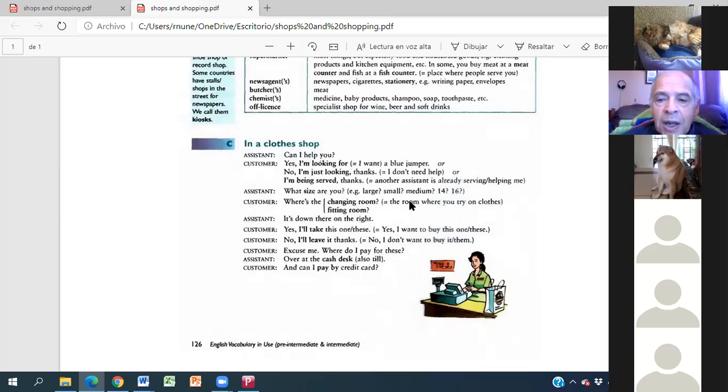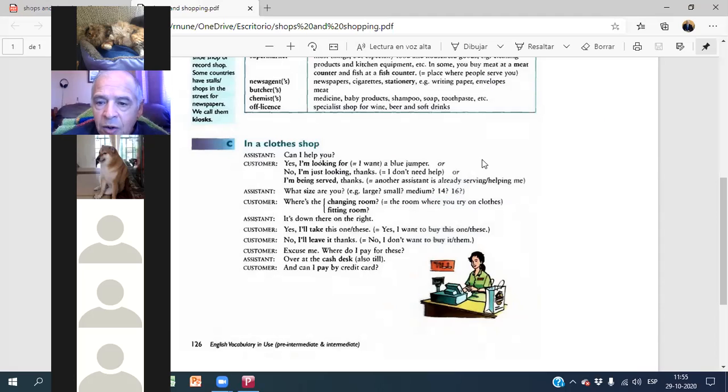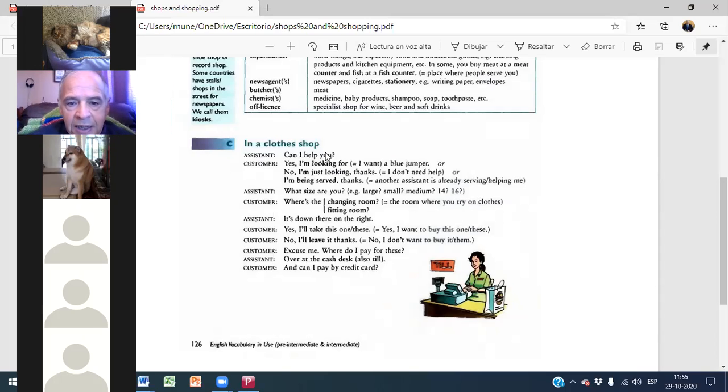That is a room where you try on something. This verb is important. You try on clothes. You try on. Can I try it on? Meaning, can I put it on to see if it fits? All right. Can I try it on? And then you have the explanation there. It's down there on the right.